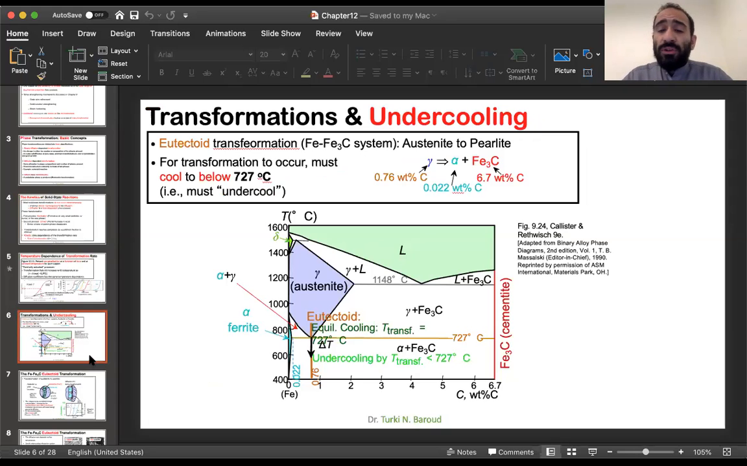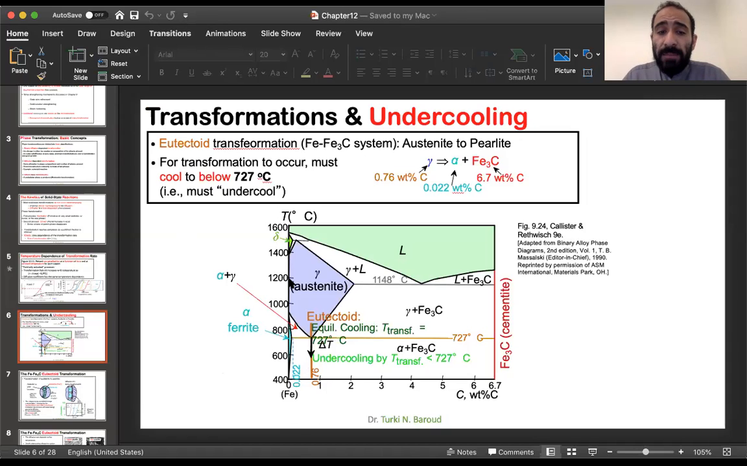I think most of you right now are familiar with this diagram. This is the iron-iron carbide phase diagram. If you remember, on the y-axis we have the temperature, and on the x-axis we have the carbon concentration. At 6.7 you have the intermetallic compound.